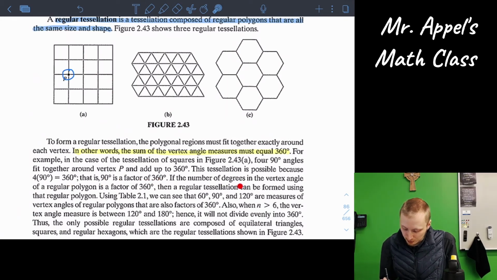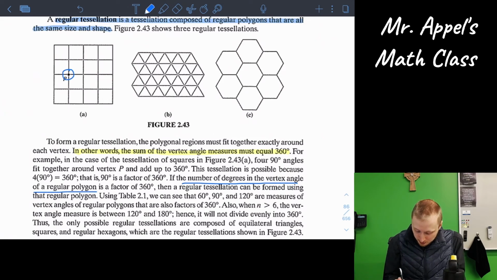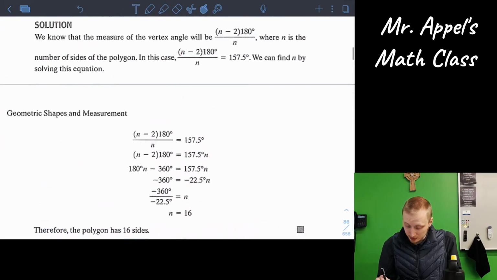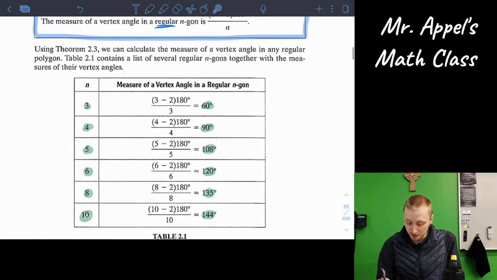If the number of degrees in the vertex angle of a regular polygon is a factor of 360, then a regular tessellation can be formed using that regular polygon. Look at that again. If the number of degrees in the vertex angle is a factor of 360, then a regular tessellation can be formed. Using Table 2.1, we can see, Table 2.1, that was this list of vertex angles here.